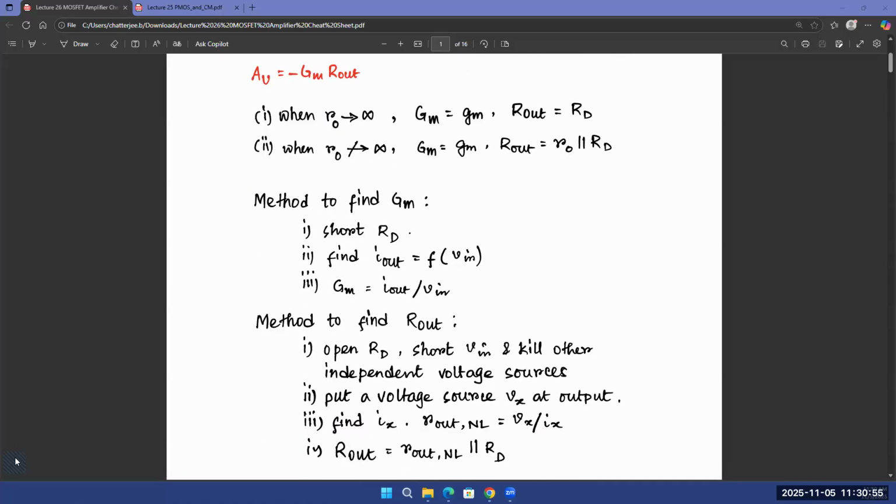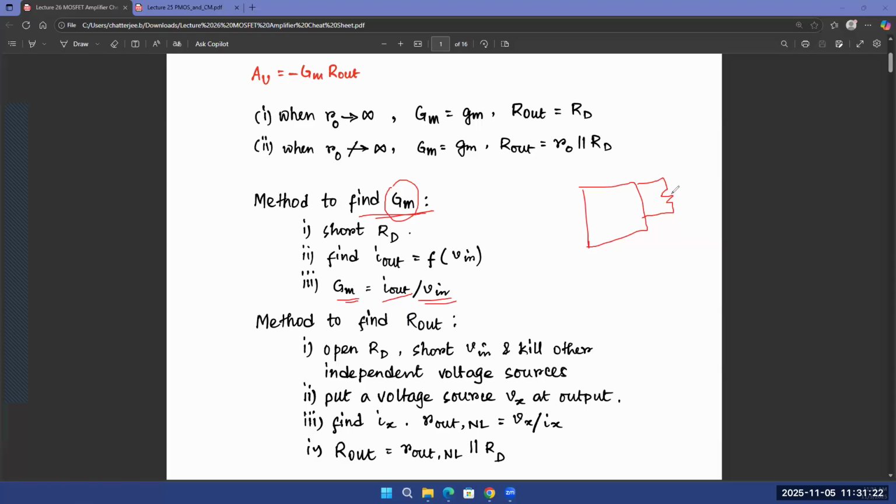How do you find out capital GM? First step is that you get rid of RD. Again, basically finding out the Thevenin, or in this case, the Norton equivalent current, right? So if you have a black box with a load, if you want to find out the GM, what would you do? You'll apply some input voltage and you'll find out what is the output current. The ratio of output current to input voltage will give you GM.